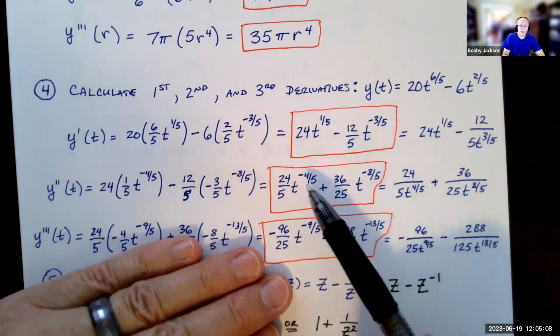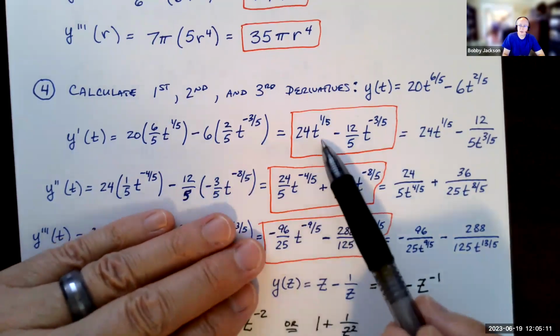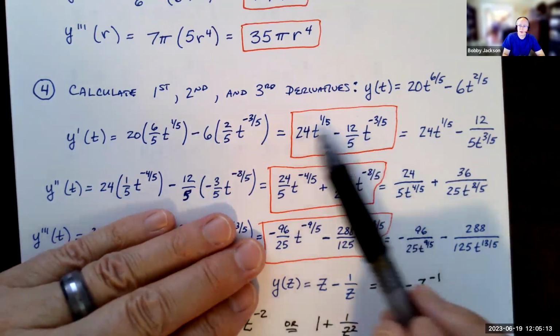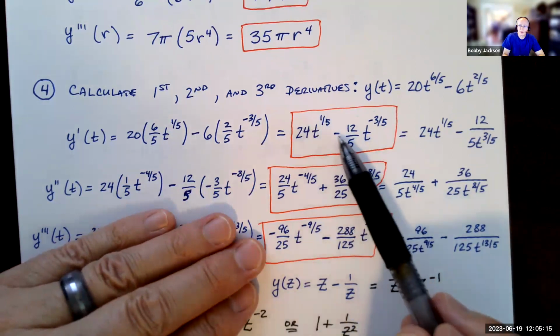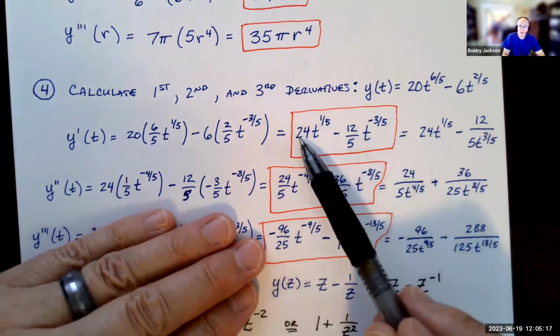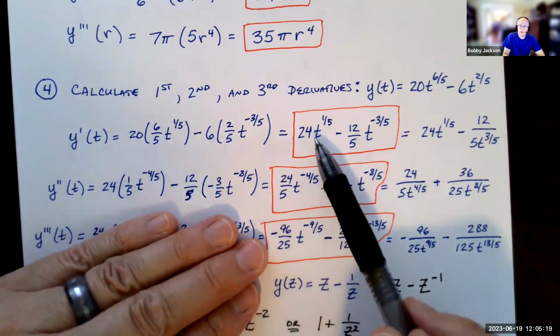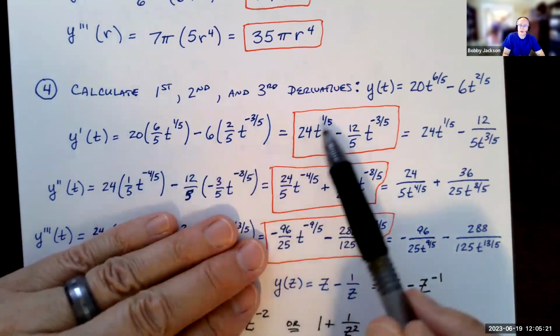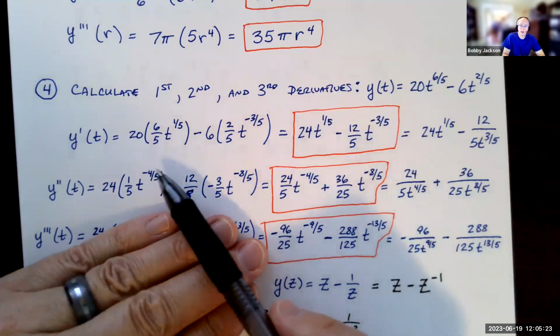The second derivative and third derivative are going to be similar. The second derivative is the derivative of the first derivative. So again, very similar. I'm going to take the derivative of this one minus the derivative of this one. So here, take the derivative of this one. 24 is a constant multiple. Bring the 1/5 down. Subtract 1 from 1/5 gives me negative 4/5.